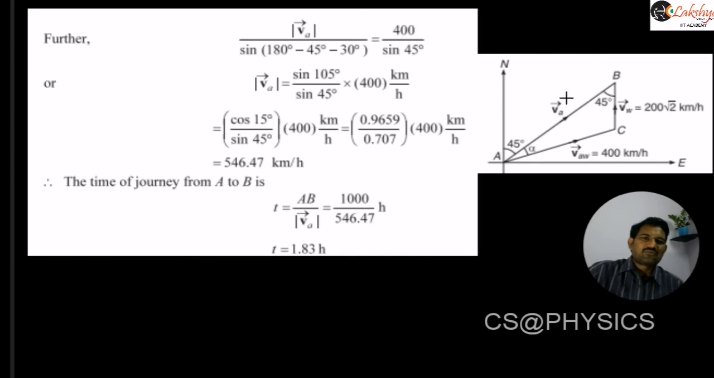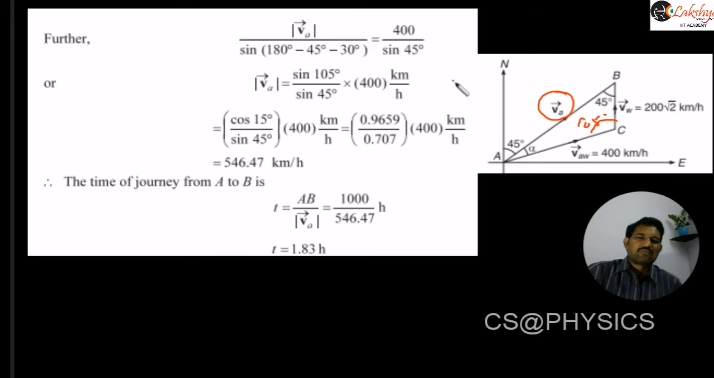To find the time taken, we now need the VA value. We can calculate that VA value now. We already got the alpha value here, so then we write 180 minus this 75, which gives us 105. That means this angle you can take as 105 here.